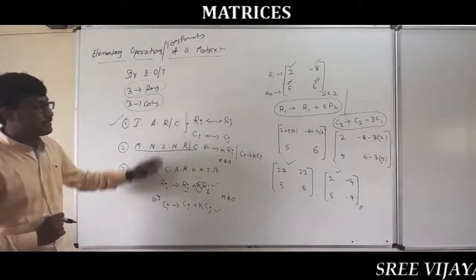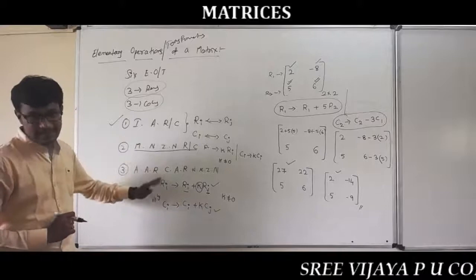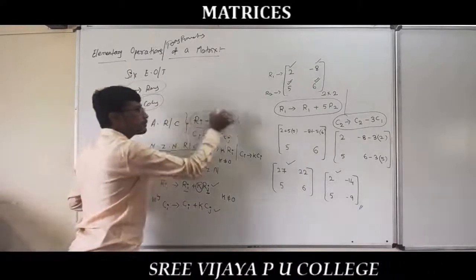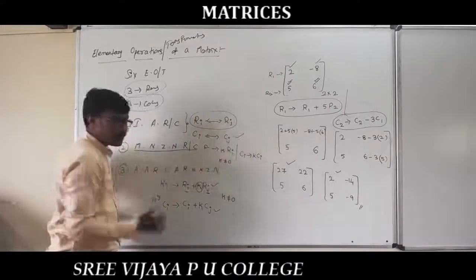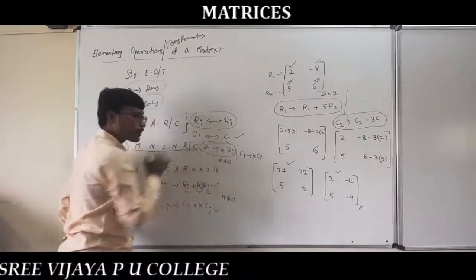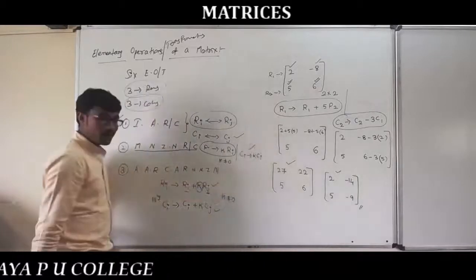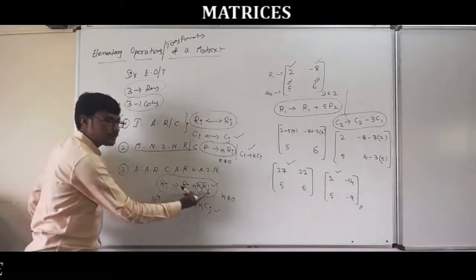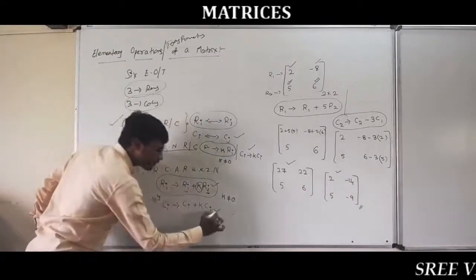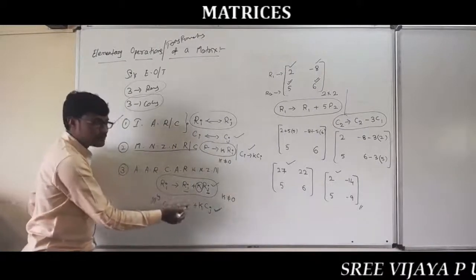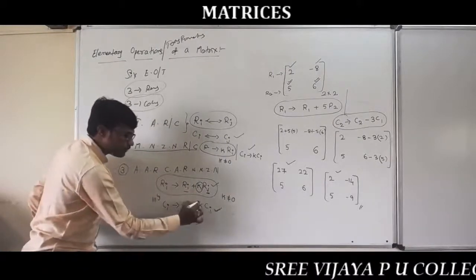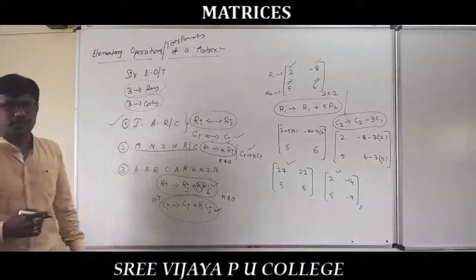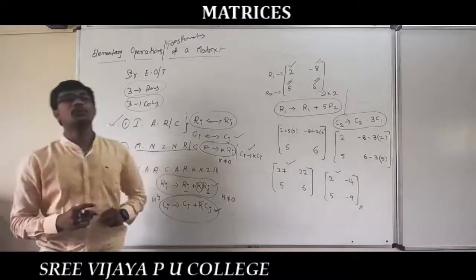Okay, so these are the elementary operations, a total of 6: 3 for rows and 3 for columns. Interchanging of rows or interchanging of columns. Multiplying a row or a column by a non-zero number. Addition of elements of a row with corresponding elements of any other row multiplied by a non-zero number, and again, addition of elements of a column with corresponding elements of another column multiplied by a non-zero number. So these are the 6 elementary operations, 3 due to rows and 3 due to columns.